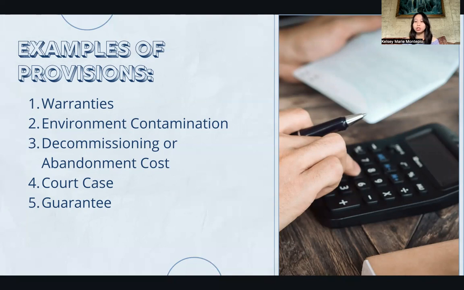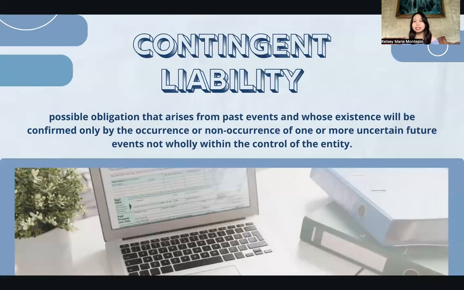So now that we have understood the provision, we are now going to discuss the contingent liability. When we say contingent liability, it is a possible obligation that arises from past events and whose existence will be confirmed only by the occurrence or non-occurrence of one or more uncertain future events, not wholly within the control of the entity.